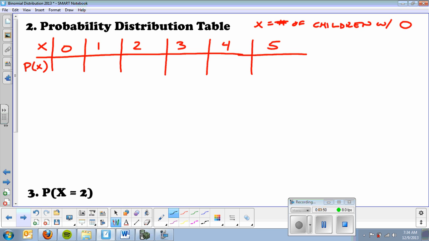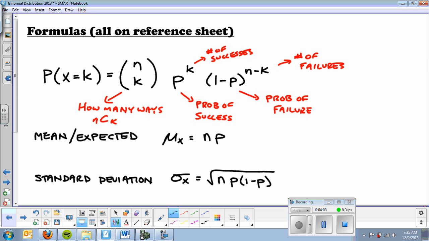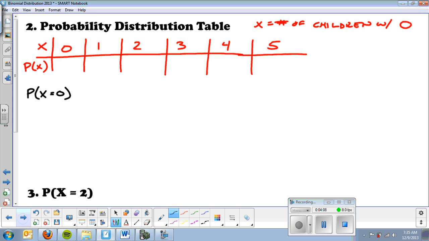So the first one, and this is any given number in the probability distribution. So for example, the probability that x equals 0. Now, I'm going to use this formula right here: n choose k, p to the k, 1 minus p to the n minus k. And I'll show you how easy the formula is. So the first thing is, it's n choose k. So out of 5, 0 have type O blood. Now, p in this case is 0.25. That's the probability of success.